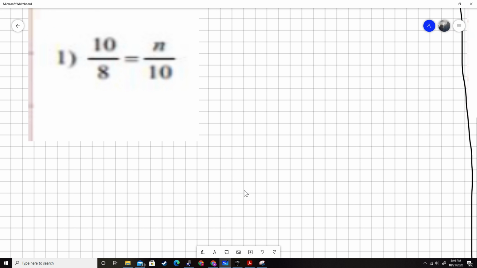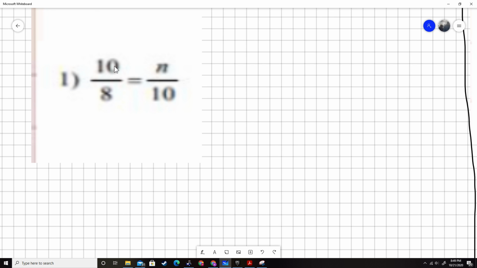So for this first one right here, we got to multiply across from the numerator to the denominator of the other one. So I have to multiply 10 times 10 and n times 8. So the way this looks now, after I cross multiplied, is on one side of my equal sign, I have 8 and I have n. On the other side, I have 10 times 10.